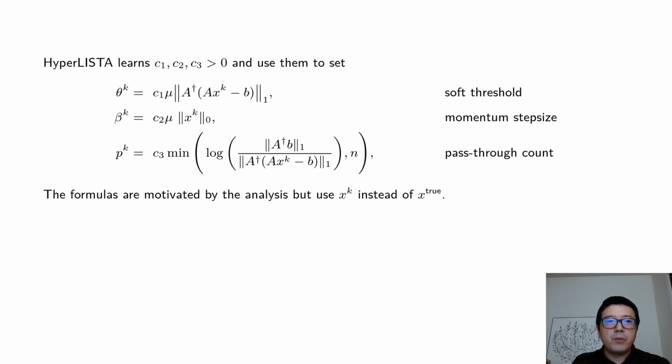So I'll just show you what these formulas look like. This is how we select the soft threshold. It depends on an unknown parameter C1. Mu is mutual coherence, and the L1 norm of A pseudo inverse times A xk minus B. Well, xk is something you know. It's the output of the previous layer. And beta k depends on this, and pk has a little more complicated formula. The step size is chosen and fixed as 1 in this paper.